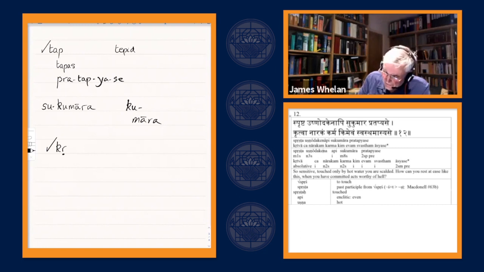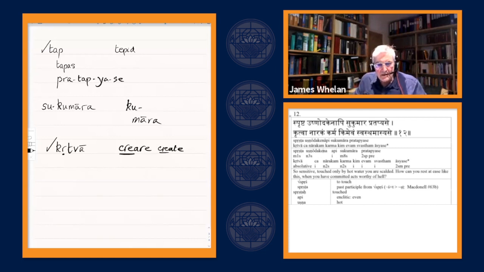And incidentally, the Latin creare and our English create. It's from that same root. And yeah, Mariano used the word gerundive. I think the Sanskrit Pali scholars tend to use absolutive, but it's the same thing. So kritva just means having done. Kritva narakam karma. So having done hellish acts, having performed hellish acts. That means acts worthy of hell.